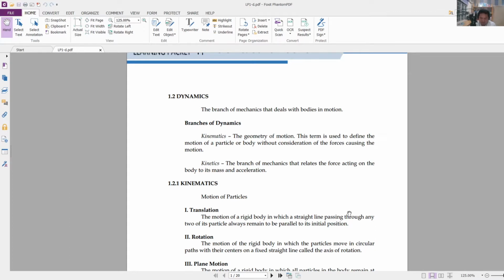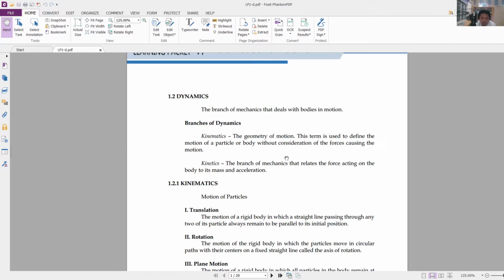So that is dynamics. What is dynamics? By definition, this is a branch of mechanics that deals with bodies in motion. But there are two major topics that divide dynamics. These are kinematics and kinetics. What is kinematics? This is the geometry of motion. This term is used to define the motion of a particle or body without consideration of the forces causing the motion. While kinetics is the branch of mechanics that relates the force acting on a body to its mass and acceleration. I will explain that in much detail later on.